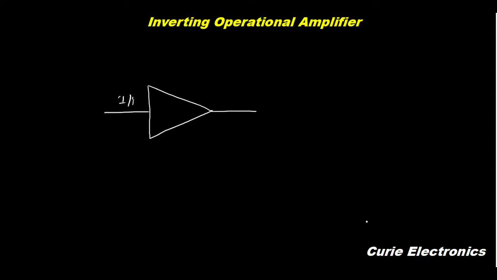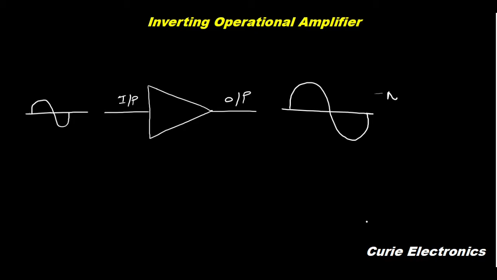This is the input terminal, this is the output terminal. So at the input, I am going to apply a signal. This is a signal, so I will get a large amplitude signal in the output. And if it is like this, here the input signal and the output signal are in phase. There is no phase change. This amplifier is known as a non-inverting amplifier. That means there is no phase change between the input and the output.